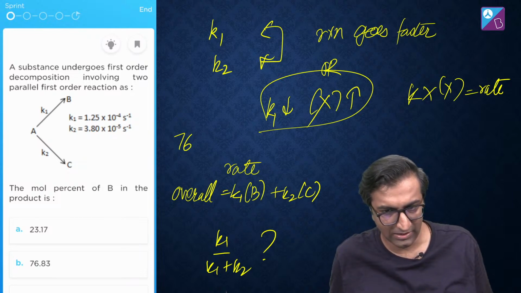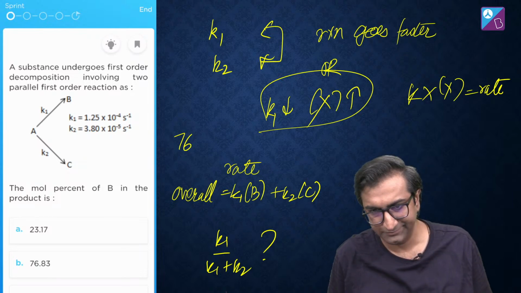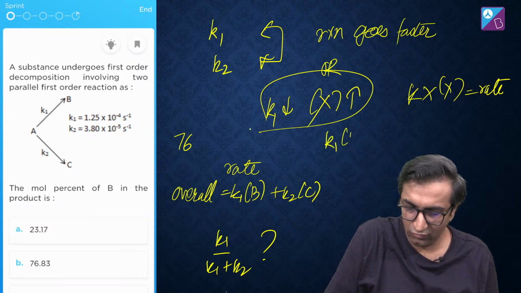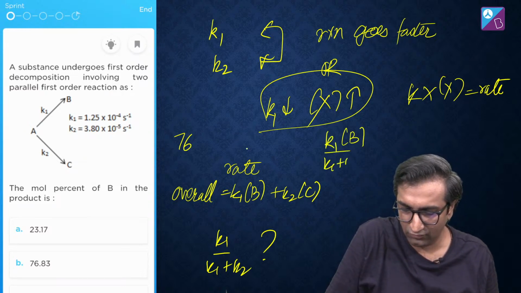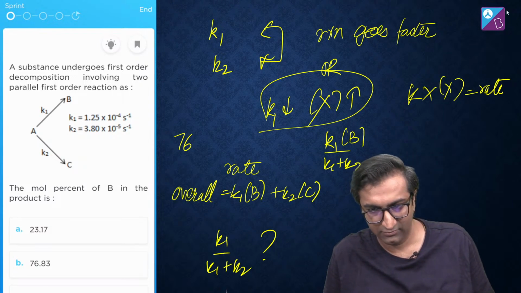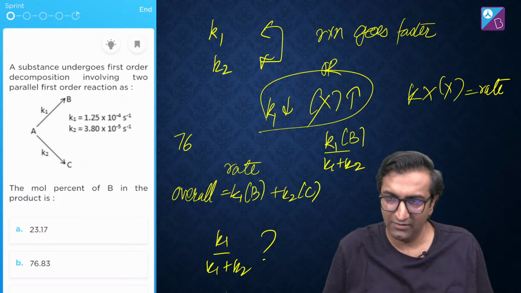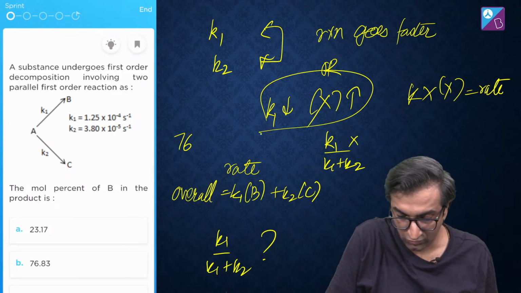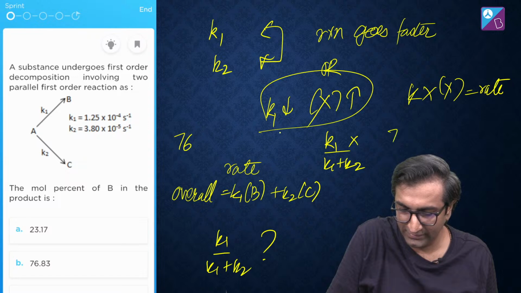You guys are right. What you said was absolutely correct. It is K1 into B divided by K1 plus K2. This is how you get the amount of B. Okay. This is right. You guys are right. So, which is why we use this expression. I'm not going to go into detail of this derivation. You can check it out on the site that I've given to you. If you do this, then you get it to be 76%.